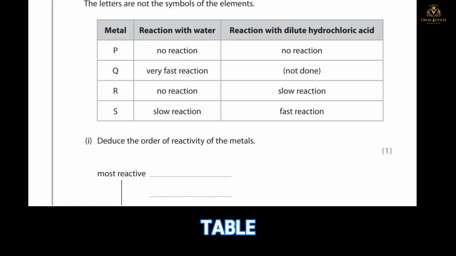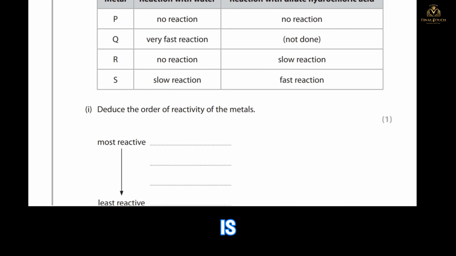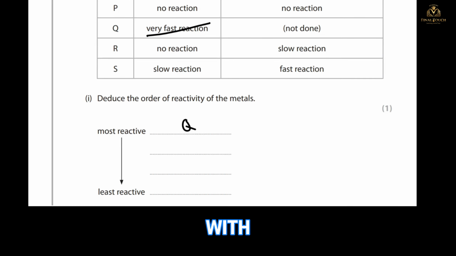So from the given table, we can see S has a slower reaction with water, whereas with hydrochloric acid, it is a faster reaction. So what we can do is, there is also mentioned for Q, it has a very fast reaction with water. So Q is the most reactive, while P should be the one with the least reactivity, since it does not react with water, neither with hydrochloric acid.